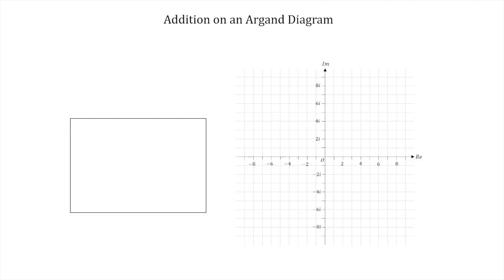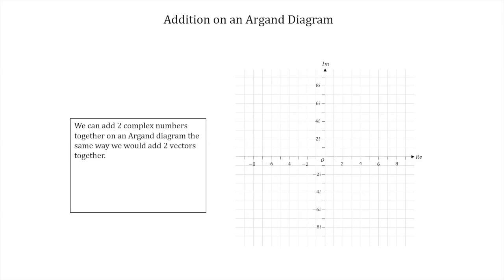In this video, we're going to look at how to add up two complex numbers on an Argand diagram. The thing to note is that we can add two complex numbers together on an Argand diagram the same way we would add two vectors together.